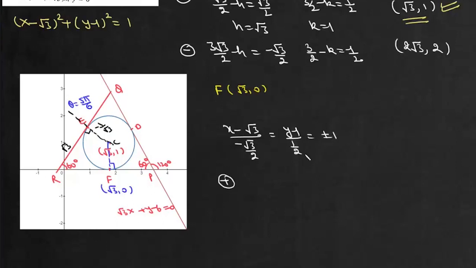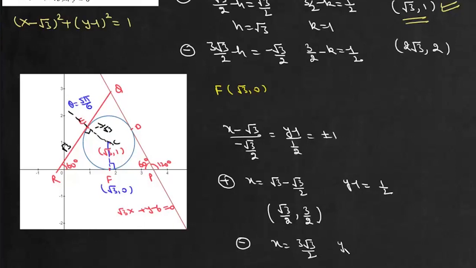Now if we take this plus sign, we'll get x equals root 3 minus root 3 by 2, and y minus 1 equals 1 by 2. So this point will be root 3 by 2 and 3 by 2. And if we take the minus sign, then we'll get this point as x as 3 root 3 by 2 and y as 1 by 2. So basically there will be 2 points. This is E dash. I will discard E dash. We need this point E, and this point E will be root 3 by 2 and 3 by 2. So that's your point E.